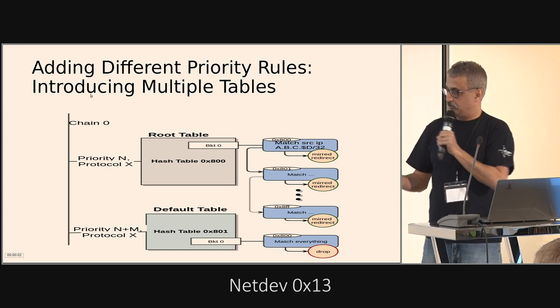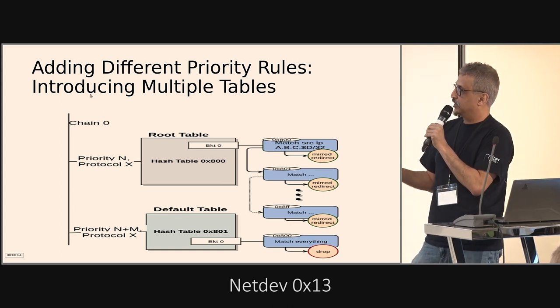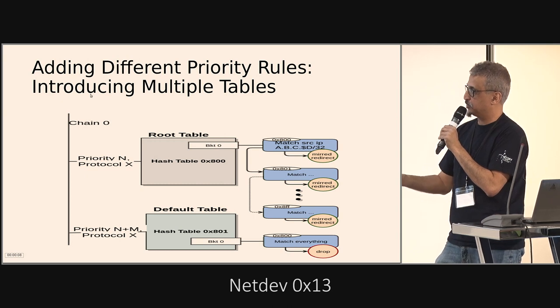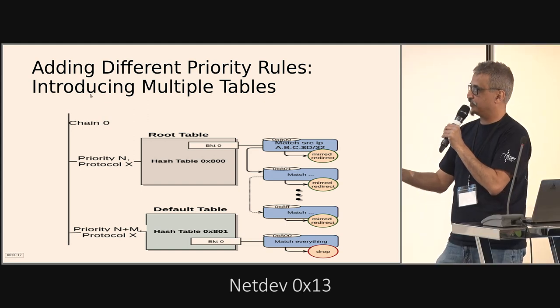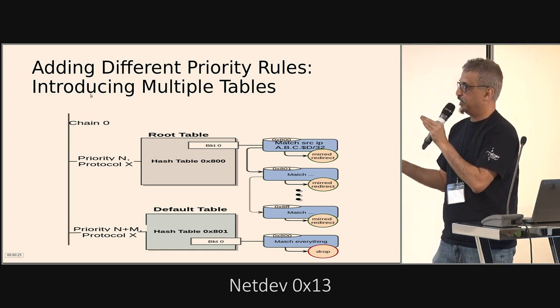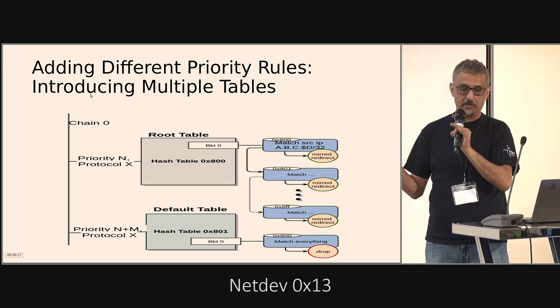But you can add extra tables, right? If I change my priority to a different one, so priorities go this way, priority n, n plus m, I can have different ether type protocols. So this is protocol X, let's say IP. And now I have another root table added for that priority. So there are multiple tables that can be added. And this tends to map very well with hardware, OK?